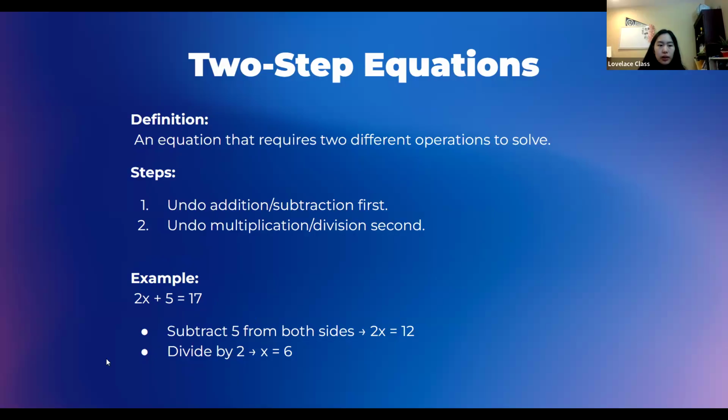If there's no addition and subtraction, then you would want to get rid of the multiplication and division. When you're solving an equation, you want to go in the reverse order of PEMDAS. In PEMDAS, addition and subtraction is last, right? That's how you combine everything. But for this one, you want to get rid of addition and subtraction first. And if there's no addition and subtraction, then you want to go to multiplication and division next.